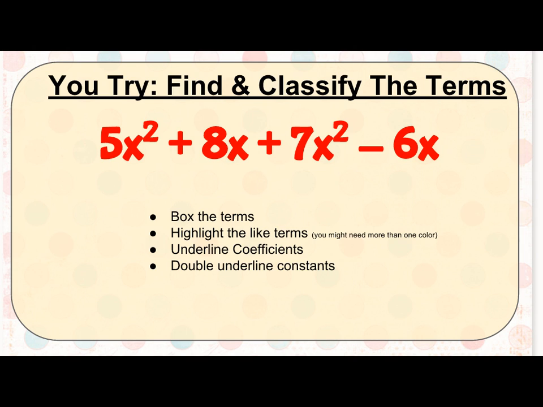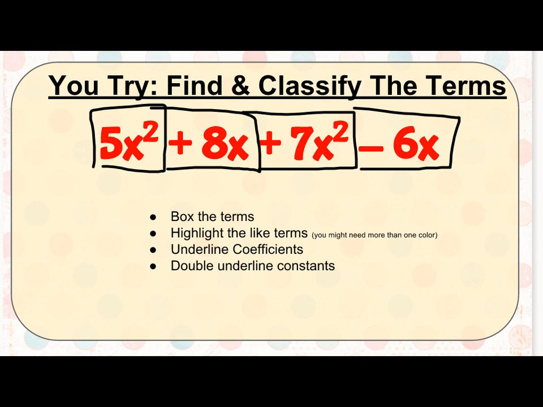Okay? So we went through then, and in your notes, we said, okay, what are our terms here? And highlighting like terms. So this was some practice that we did in our notes. So the first thing we did is we boxed them up. I'll just quickly go through the answers here and why we did what we did. So we had an 8x and a negative 6x were like terms. We also had the x squareds that match here. So those are also like terms, but they're different.